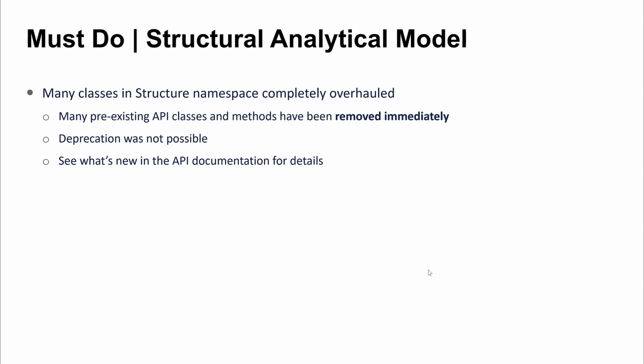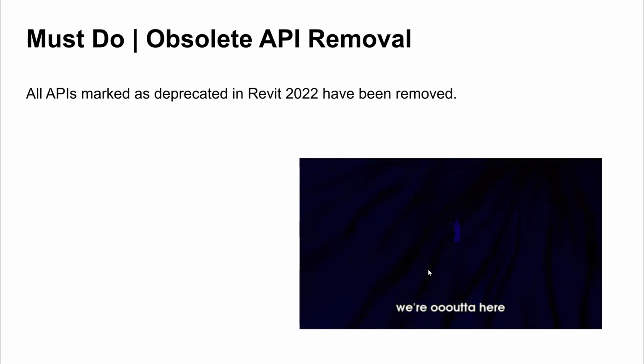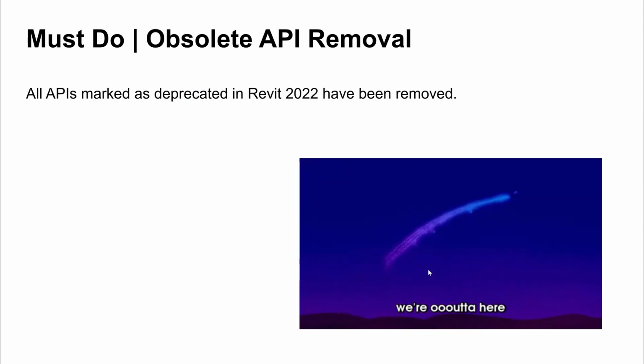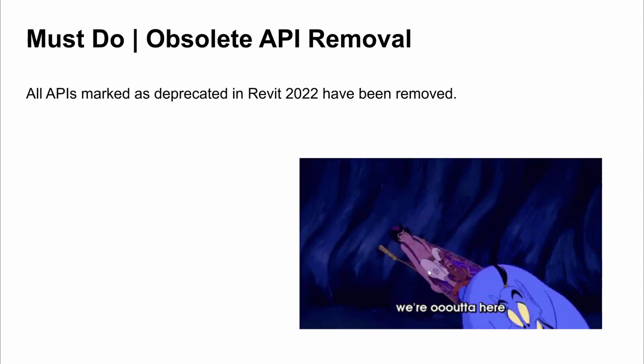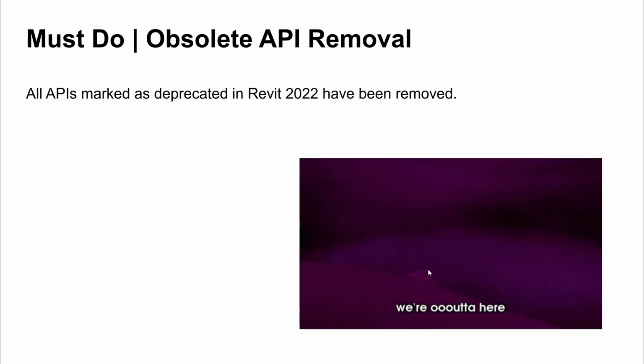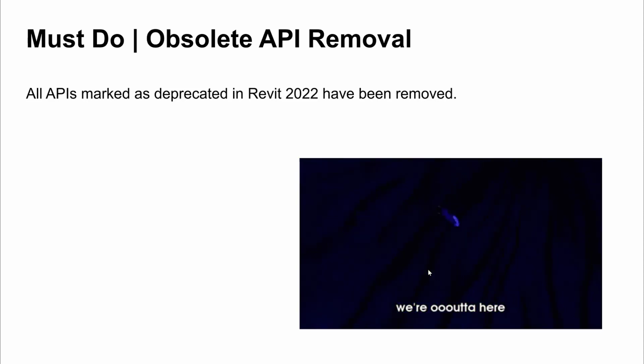Because, as it says right here, deprecation was not possible. And if you're interested in what all those classes and methods are, please take a look at the API documentation. It's just too long to list here, but it's a very significant revamp of our structural analytical model. And last but not least, in terms of things that are going away, all APIs that we previously had marked deprecated in Revit 2022 are out of here.